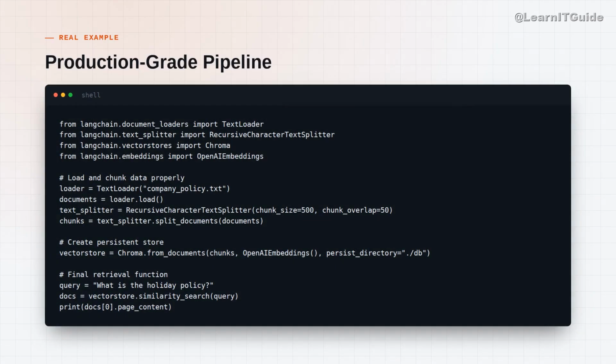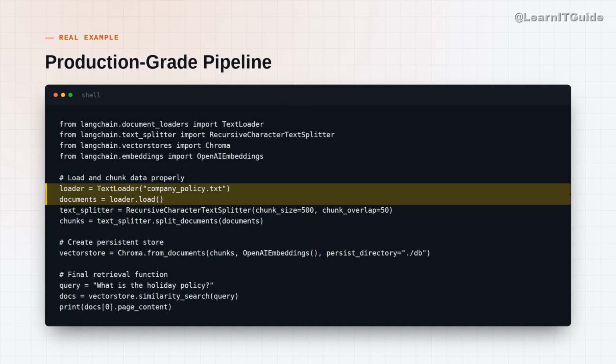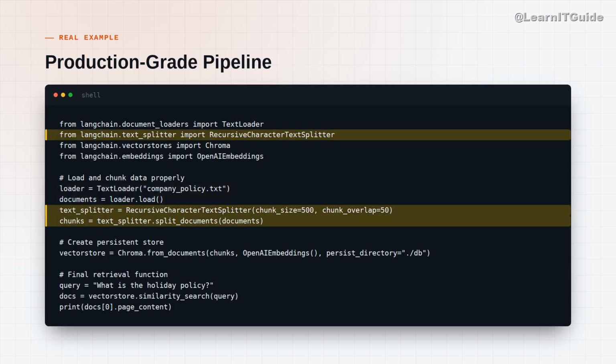In a real production environment, you don't manually add strings. You use loaders. Here, we load a file called company policy. We use a recursive character text splitter. This is critical. If your document is 50 pages long, you cannot feed it into the model all at once. You must split it into smaller, overlapping chunks so you don't lose context at the boundaries.